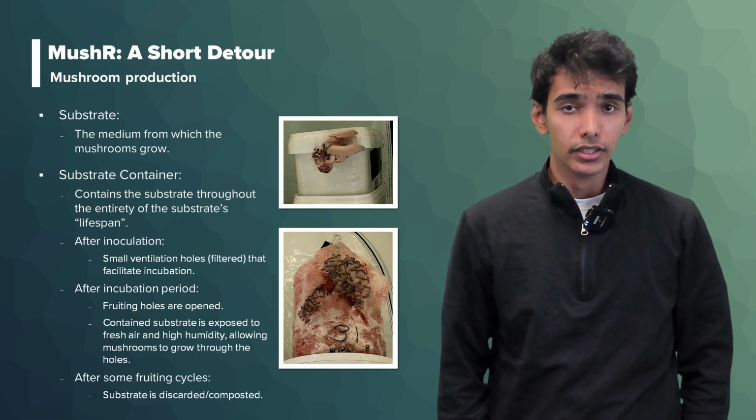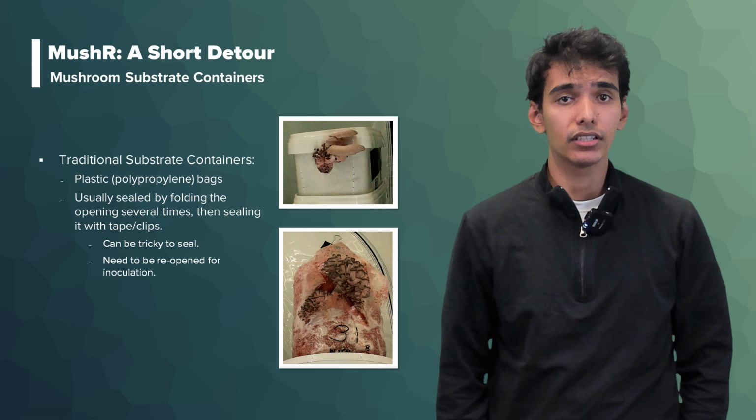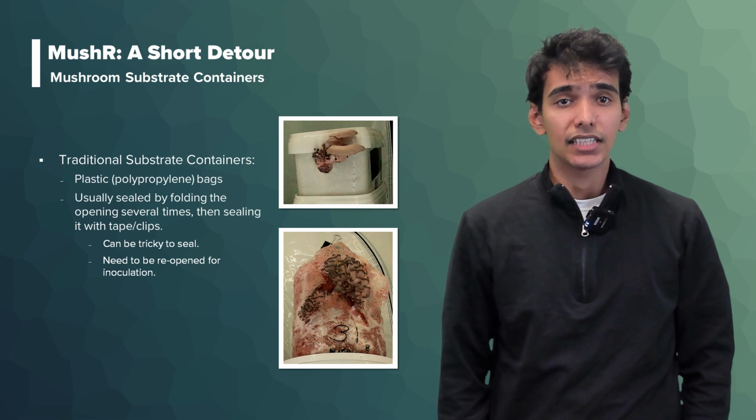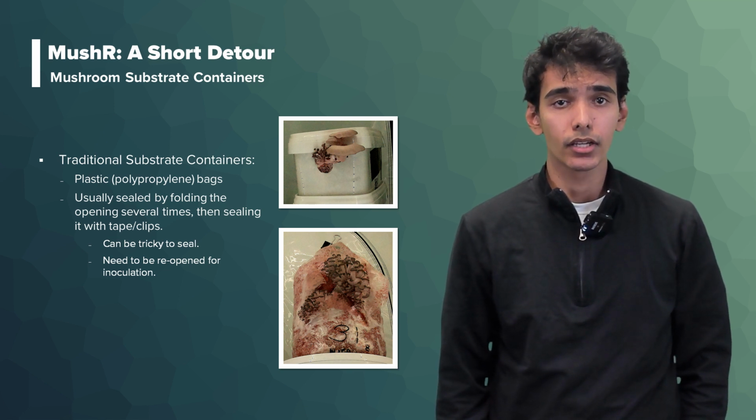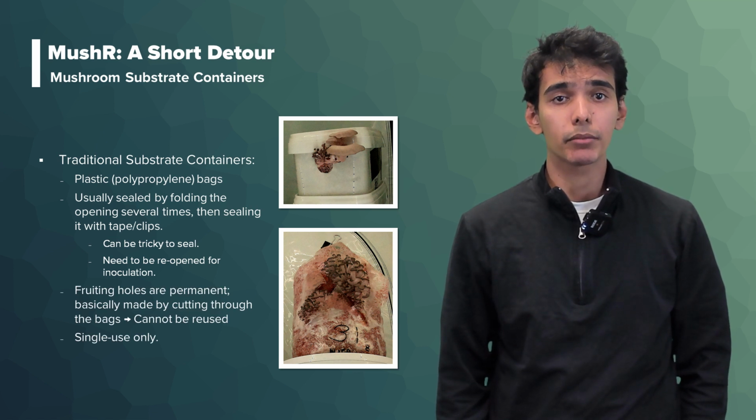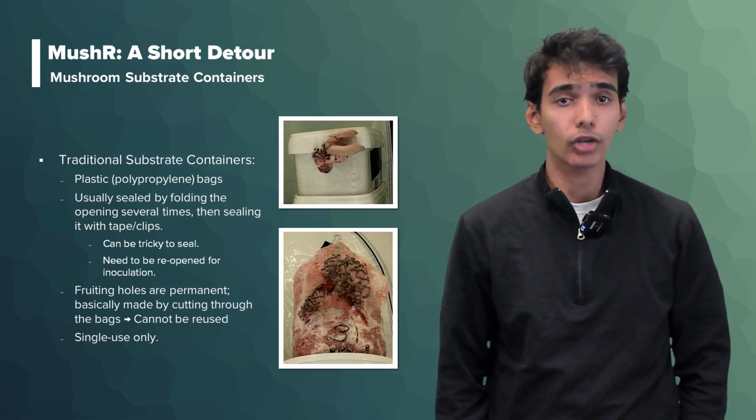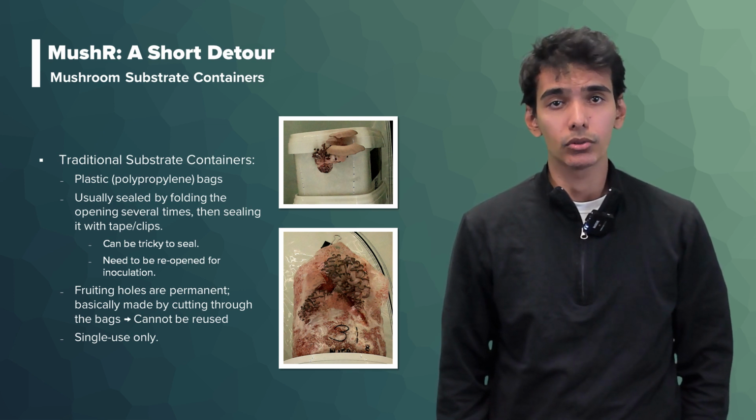Traditionally, the substrate containers, so the plastic bags that you see on the bottom, are made out of polypropylene, and these are usually sealed by folding the end opening several times. Essentially, this can be very tricky to seal and also needs to be reopened for inoculation. But more importantly, the fruiting holes are permanent, and they are basically made by cutting through the bags, and they cannot be reused. The biggest problem of these bags is that they are single-use only.